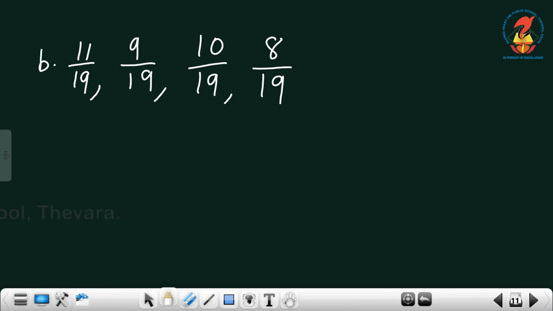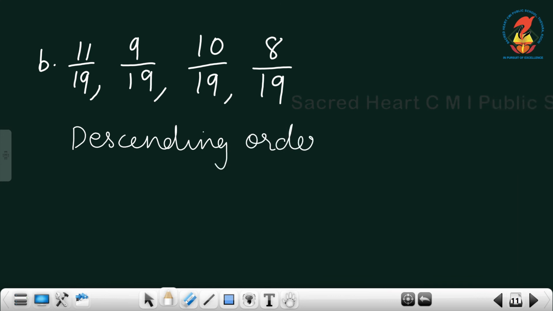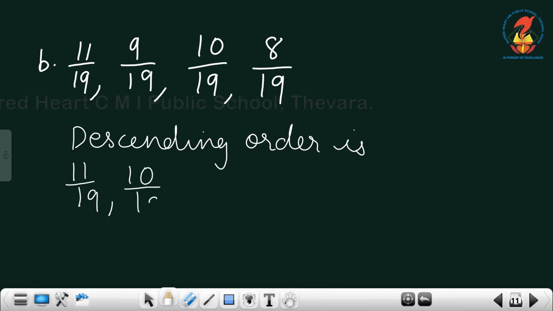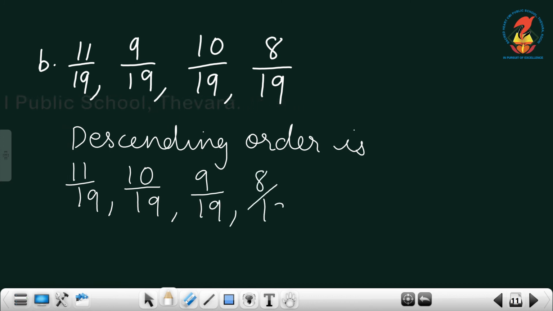And the next one, 11 by 19, 9 by 19 and 10 by 19, 8 by 19, that is like fraction. Very, very easy for you. You need to look at the numerator and tell me descending order is, and which one we need to write first? The numerator with the greater value is 11 by 19, after that 10 by 19, after that 9 by 19, after that 8 by 19.